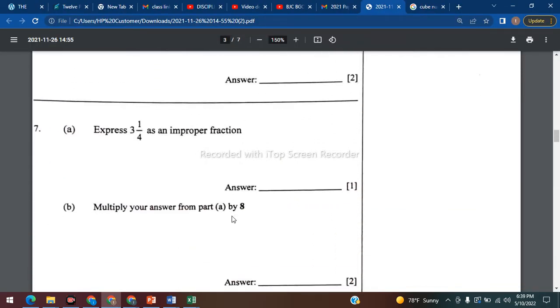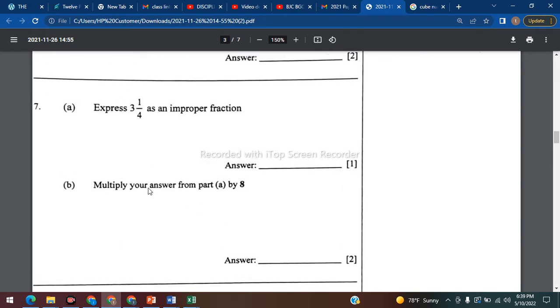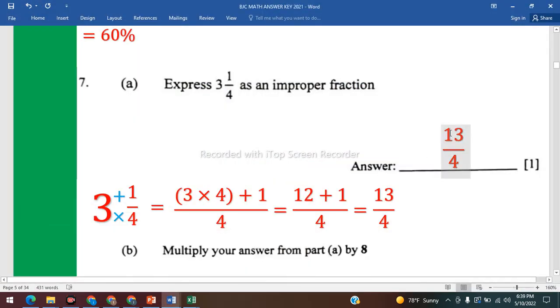Okay, next up, multiply your answer in part A by 8. In part A, we got 13 over 4, so multiply 13 over 4 by 8. That's what they're saying. I get 26. 26? Okay. Yeah, I got that. I had the answer, but I just needed someone to say it before I said mine. 26, you say? Yes, 26.